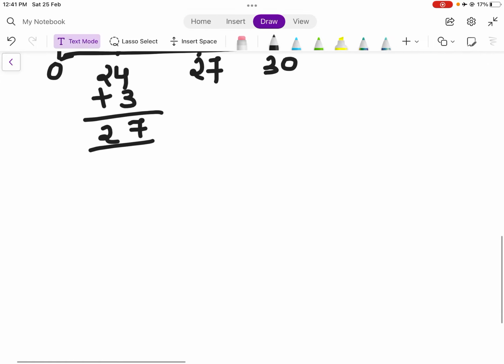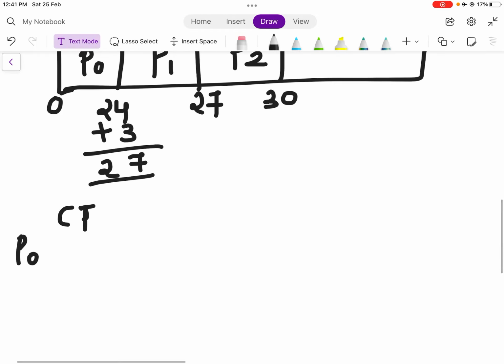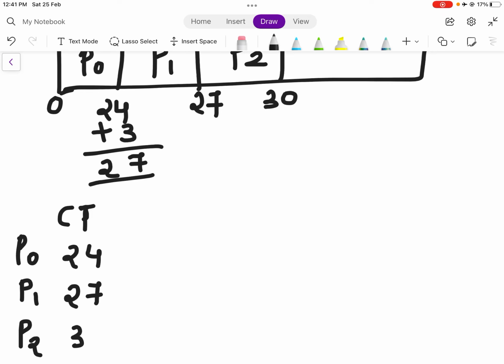So we know the processes. Arrival time is 0. Burst time we have come to know, and completion time is what for the processes? P0 completion time is 24. For P1 completion time is 27 and for P2 completion time is 30.